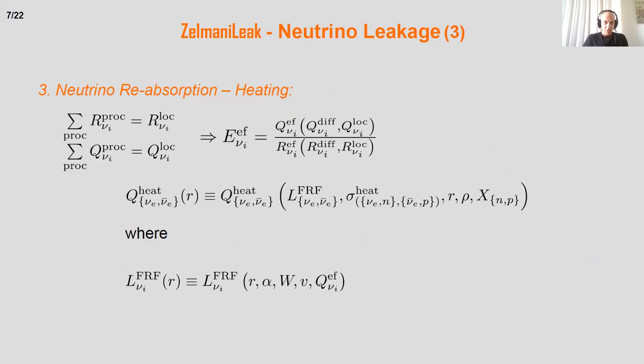Then the neutrino leakage also allows you to consider the heating, so neutrino reabsorption, and you can give an estimate for the energy rate for each of the processes, together with the energy rate for the heating. And you can also give an estimation for the luminosity in the fluid rest frame for each species of neutrinos, which is a function that depends on the radius, the distance from the center, the lapse, the Lorentz factor, the velocity, and the energy rate for each neutrino.